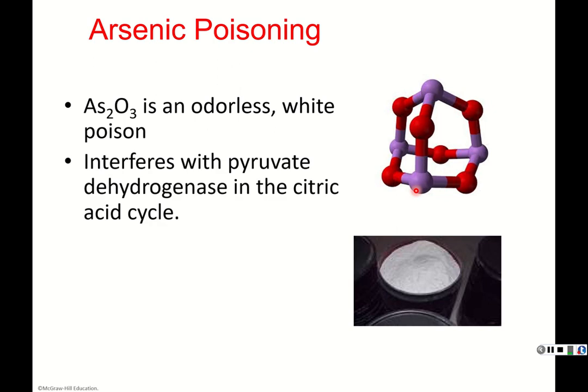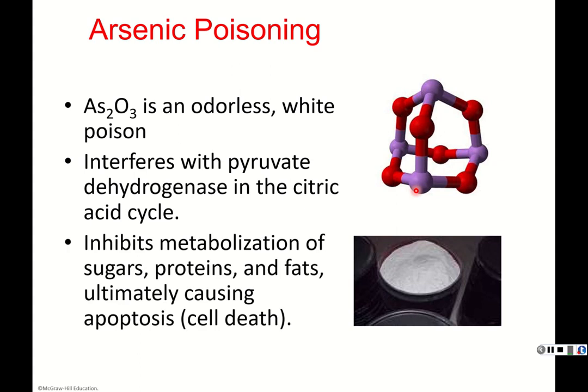It interferes with pyruvate dehydrogenase in the citric acid cycle. So if you go into biochemistry, that's a major biological pathway. If you interfere with that, you sort of shut down the cell. And what it's doing by doing this, it's inhibiting metabolism in a sense of everything, primarily sugars, but also proteins and fats. Okay, and this causes death.